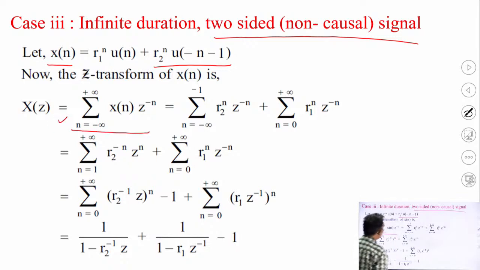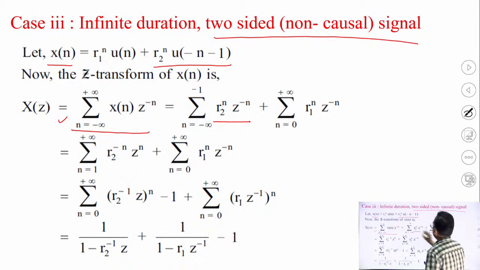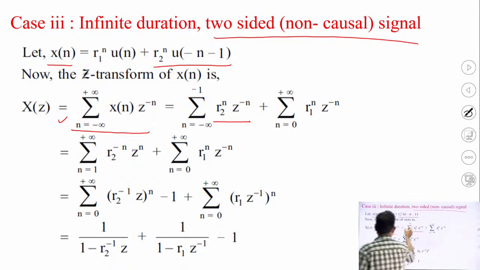Now we have split it in two parts. For this the limit will be minus infinity to minus 1, so r to the power n z to the power minus n here, and for this term the limit will be from 0 to infinity, so r1 to the power n z to the power minus n. So now we will put the values and solve it. Again here we will change the limit. So this will become r to the power minus n z to the power n, and the limit is from n equals 1 to infinity, and here it is from n equals 0 to infinity, same term.